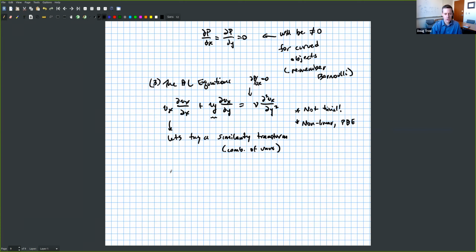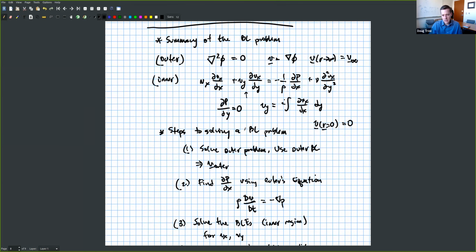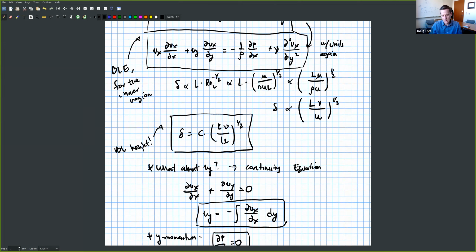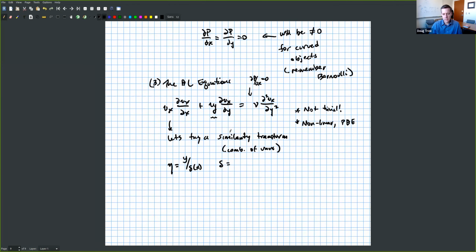Remember that in similarity transforms or combination of variables, we define these new variables that are combinations of y and x somehow. So what we said is, let's rescale y by that delta length scale, the boundary layer. So if you take y over delta and plug that in, what should delta be? Well, we had delta of L up here that we had already solved for. We said delta was L nu over U. So instead of L, let's put in an X and make delta depend on X instead of L. And that's what Blasius did. So he said, let's do delta of X. Let's let that equal nu X over U to the 1/2.